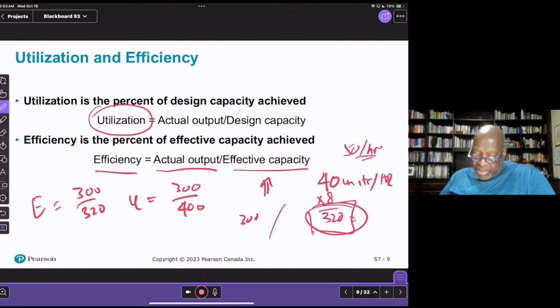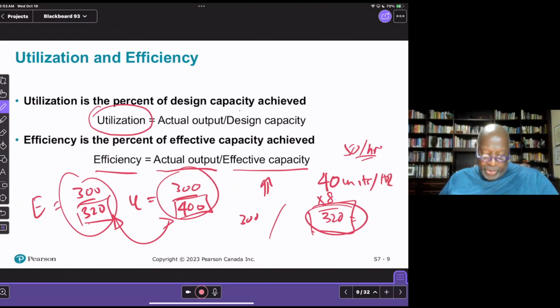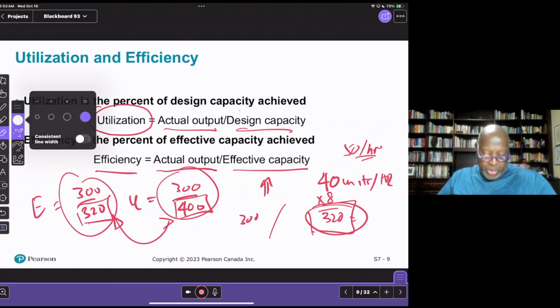So that's your utilization. Your utilization will be lower than your efficiency level unless your design capacity and your effective capacity are the same. In most cases, they're not the same. All right? So efficiency is the actual output over the effective capacity. Utilization is the actual output over the design capacity. So hope you get that.